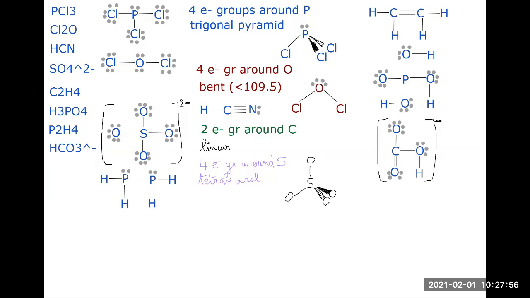So each phosphorus is having 3 single bonds, right? One single bond to the other P, and then 2 single bonds, one to each hydrogen. So that's 3 electron groups plus the lone pair on the P. So that's 4 electron groups. So we can write that 4 electron groups around P. One at a time. So always count one at a time. So 4 electron groups around P.